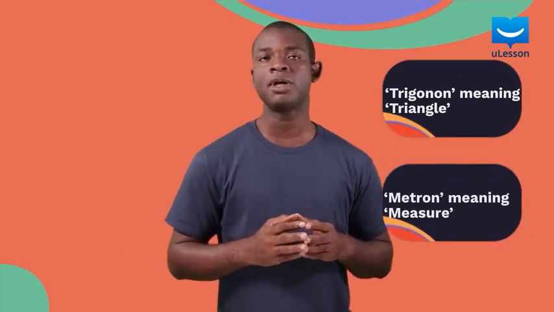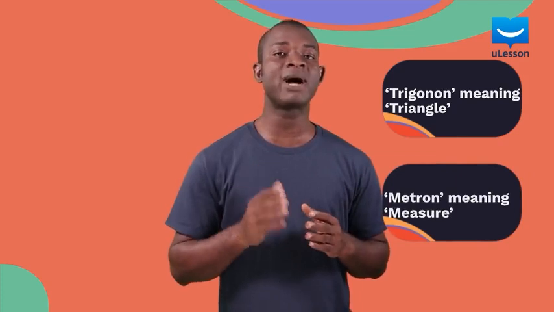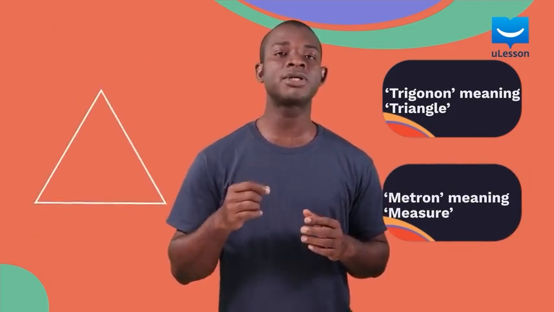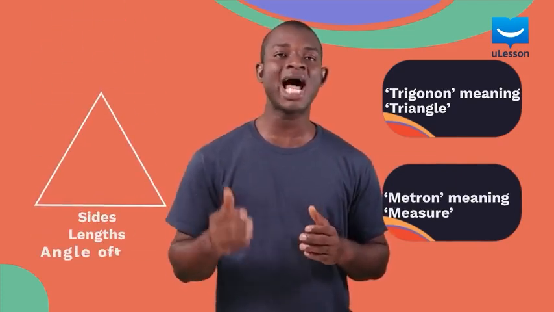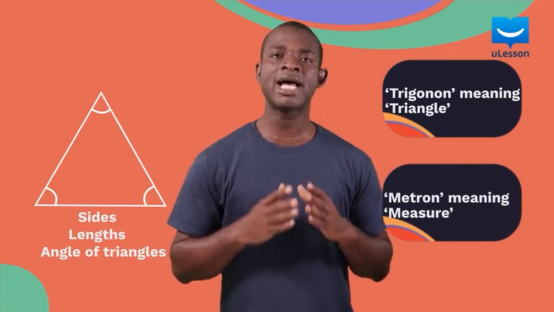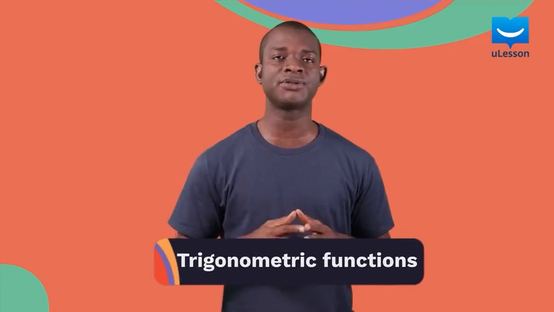The word trigonometry is gotten from two Greek words, trigonon meaning triangle and metron meaning measure. Trigonometry is a branch of mathematics that studies relationships between sides, lengths, and angles of triangles. Scientists have noted that the ratio of the lengths of two sides of a right-angled triangle depends only on one acute angle of the triangle. These dependencies are now called trigonometric functions.